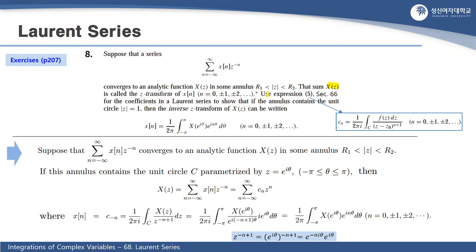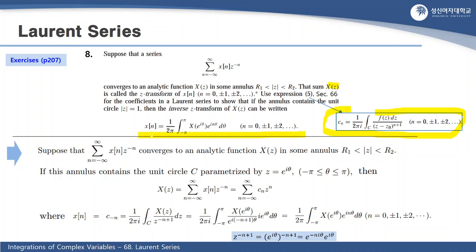The problem is to use expression 5, which I wrote here, in section 66, for the coefficient in the Laurent series to show that if the annulus contains the unit circle, absolute value of g equal to 1, then the inverse G transformation of X of g can be written as x square bracket n equals 1 over 2 pi integral from negative pi to pi of X of e to the i zeta times e to the i n zeta d zeta, where n is 0, plus minus 1, plus minus 2, and keep going like this.